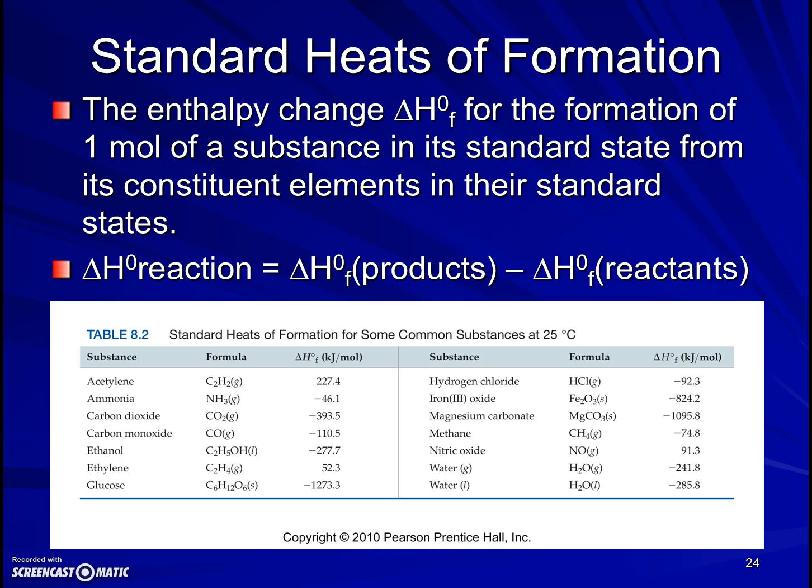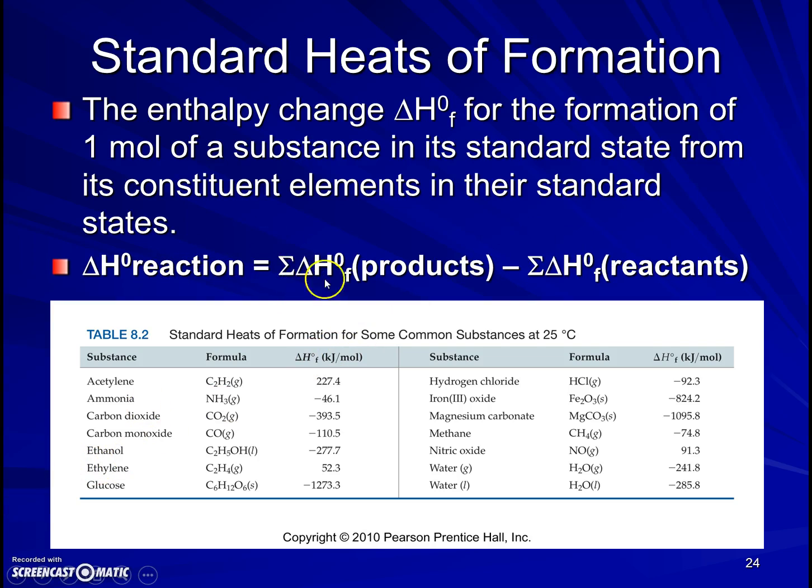And the way that will work out is that the delta H for any reaction will be the sum of the delta H's of formation for all the products minus the sum of the delta H of formation for all the reactants. And in fact, let me put the summation signs in there. Alright, so that's a better representation. The sum of the delta H's of formation for all the products minus the sum for all the reactants.